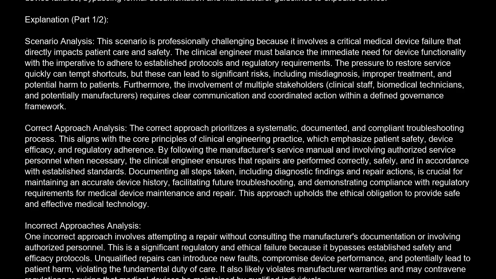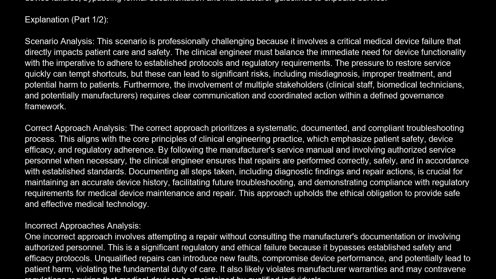Documenting all steps taken, including diagnostic findings and repair actions, is crucial for maintaining an accurate device history, facilitating future troubleshooting, and demonstrating compliance with regulatory requirements for medical device maintenance and repair. This approach upholds the ethical obligation to provide safe and effective medical technology.